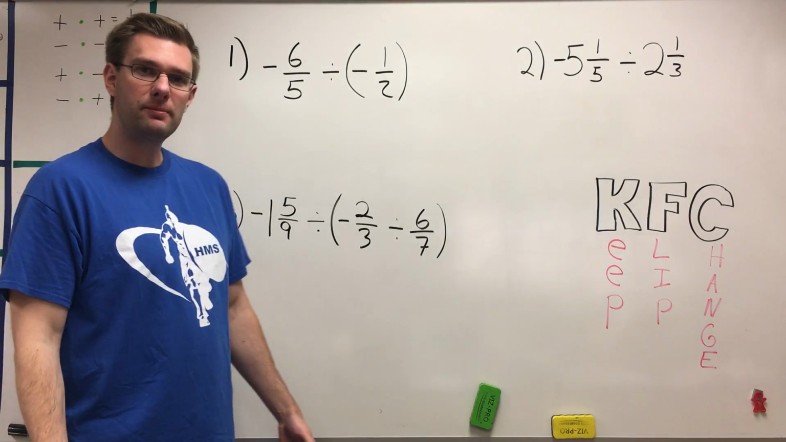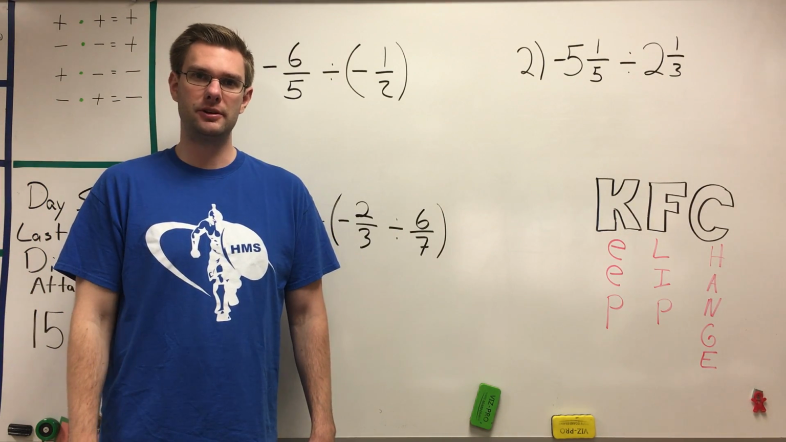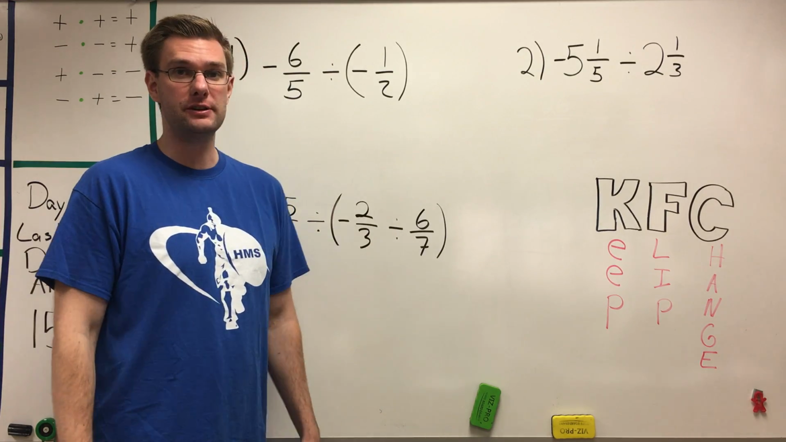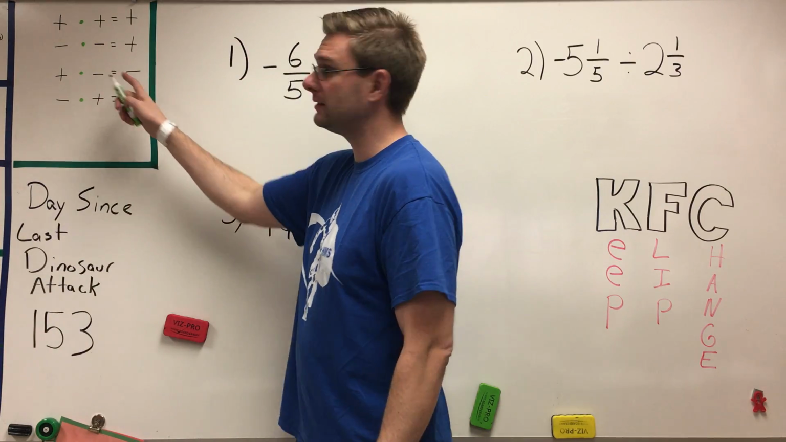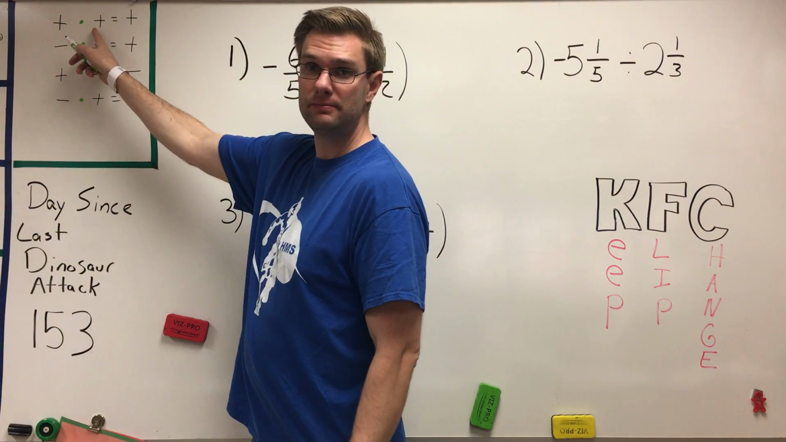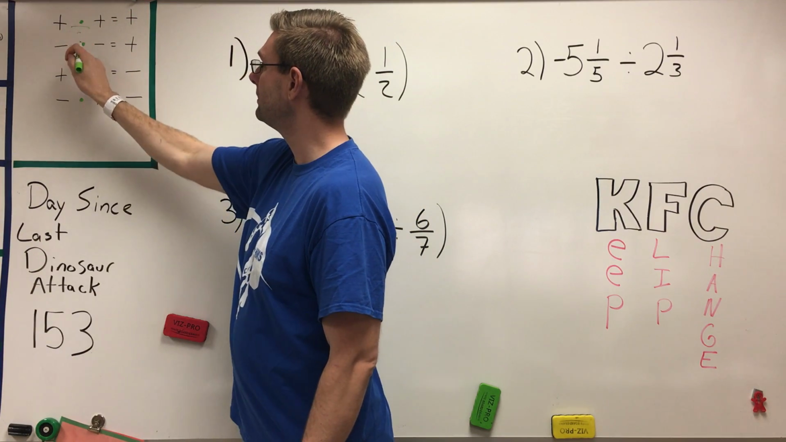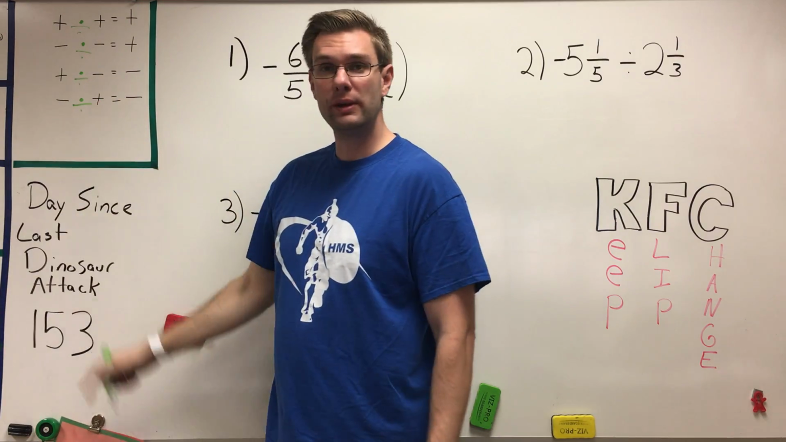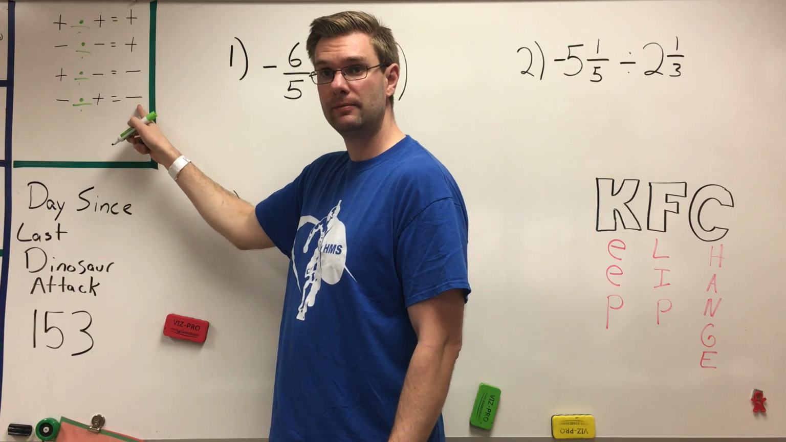Hello everybody, and welcome back to another lesson about how to divide rational numbers. When we're dividing rational numbers, when we're dividing fractions, we need to follow the same rules we did when we were multiplying. The same symbols is a positive answer. When we have different symbols, the answer is going to be negative.